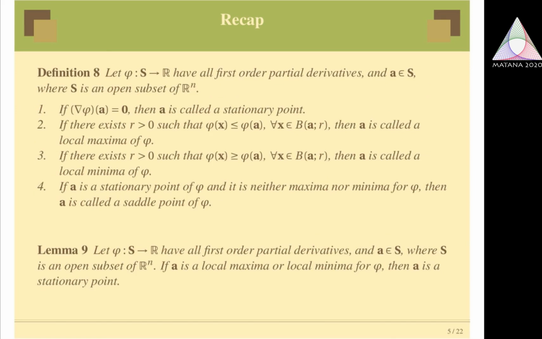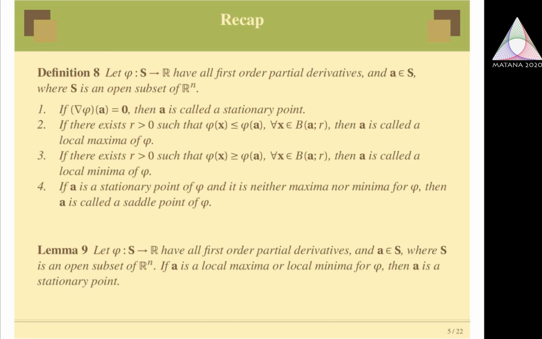As in the case of functions of a single variable, for functions of several variables also we can talk about stationary points, local maxima, local minima and saddle points. If phi is a continuously differentiable function on an open set S of R^n and a is a vector in S, we say that a is a stationary point of phi if the gradient of phi at a is 0.